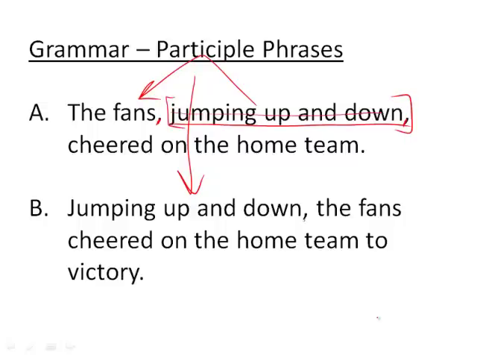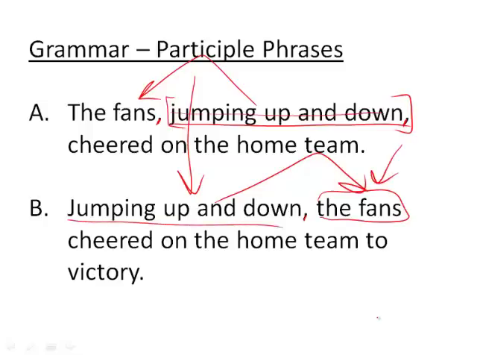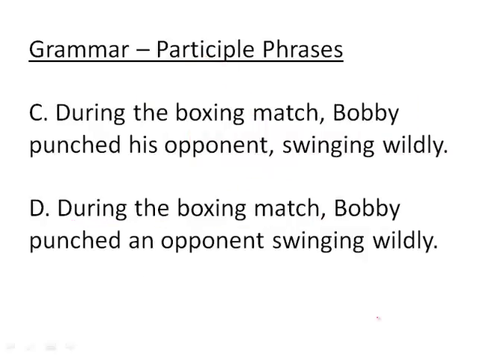In the second case, in B, we have the comma right there, jumping up and down, comma, the fans. In this case, the participle phrase comes before the noun, and the noun should always follow the comma. So it's clear that we're referring to the fans. We're going to learn a little bit more about this, or if you want to already jump ahead, you can go to misplaced modifiers to see what happens when we put the wrong noun next to a participle phrase. Here, everything is fine, though. So let's go on to the next two.